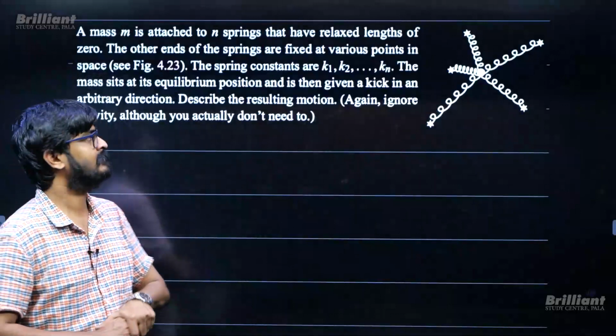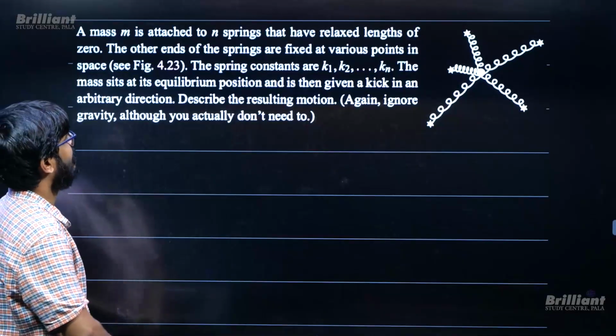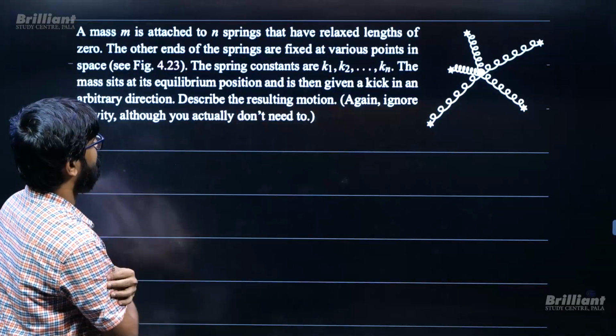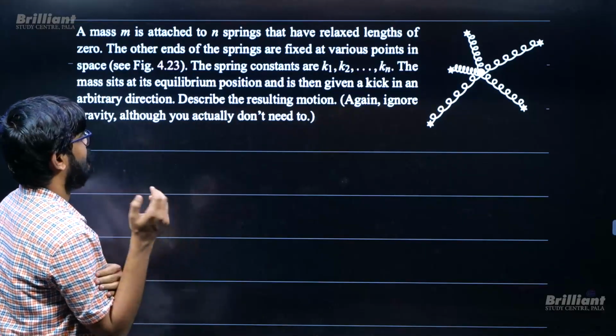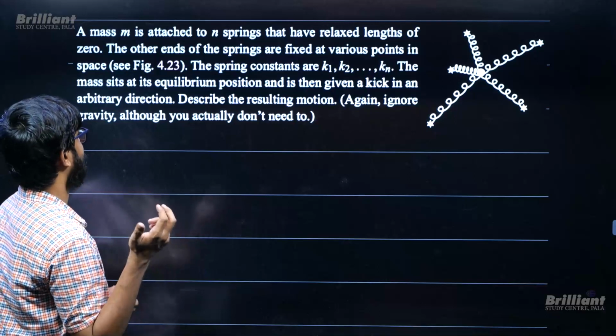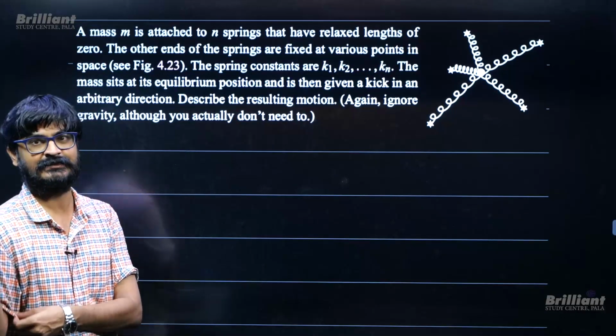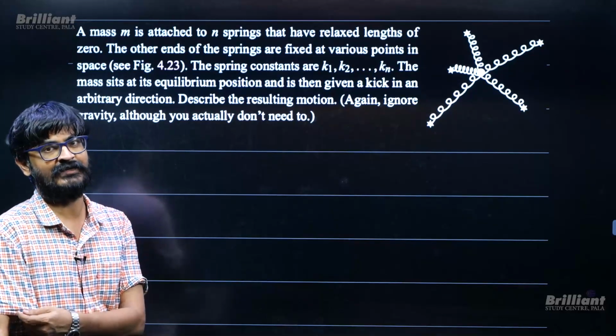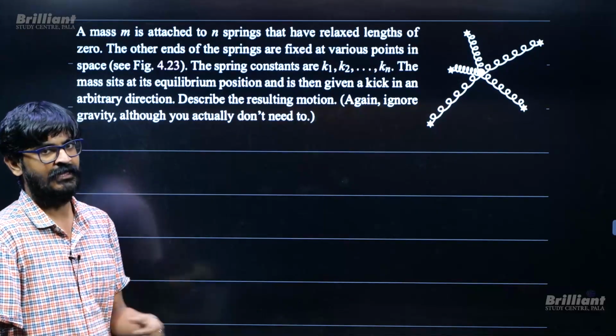Hi kids, going to this question: a mass M is attached to n springs. There are n springs but only 5 are represented there, that have relaxed lengths of 0. That is the important part of the question, 0 relaxed length. We have already seen 0 relaxed length before. Whenever a spring is of 0 relaxed length, generally writing in vector form is going to be helpful.